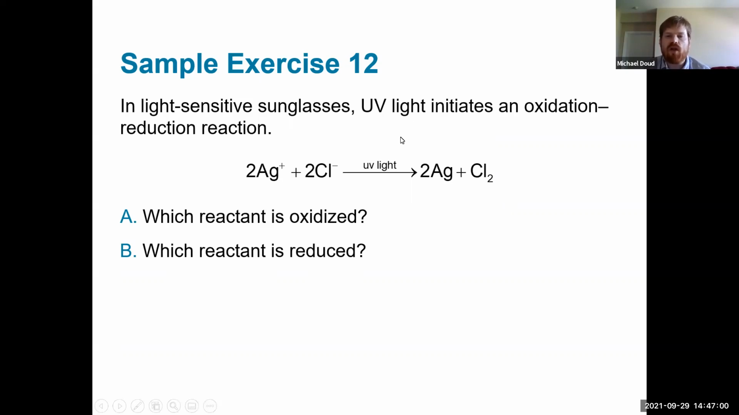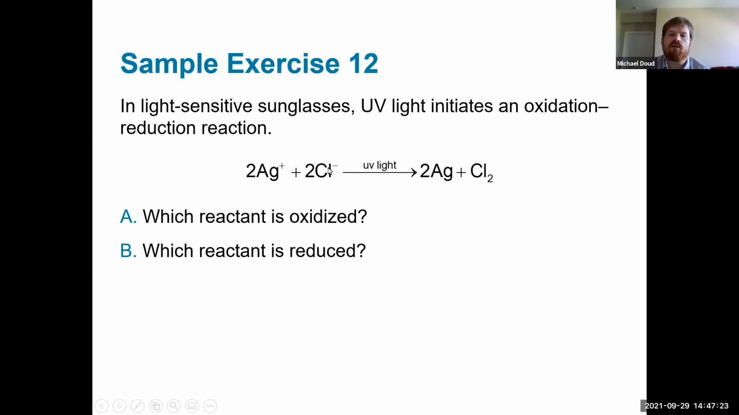Okay, so when you have this type of problem, what you want to focus on is the charge. The silver ion has a +1 charge, and then in the products, it has a 0 charge. How is that possible? Well, the only way to go from a +1 charge to a 0 charge is if you gain an electron. What does that mean? If you gain an electron, you are reduced.